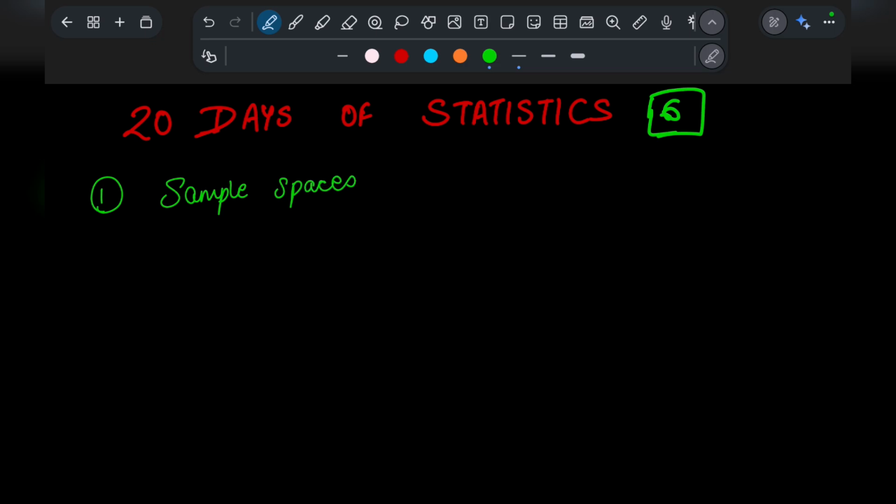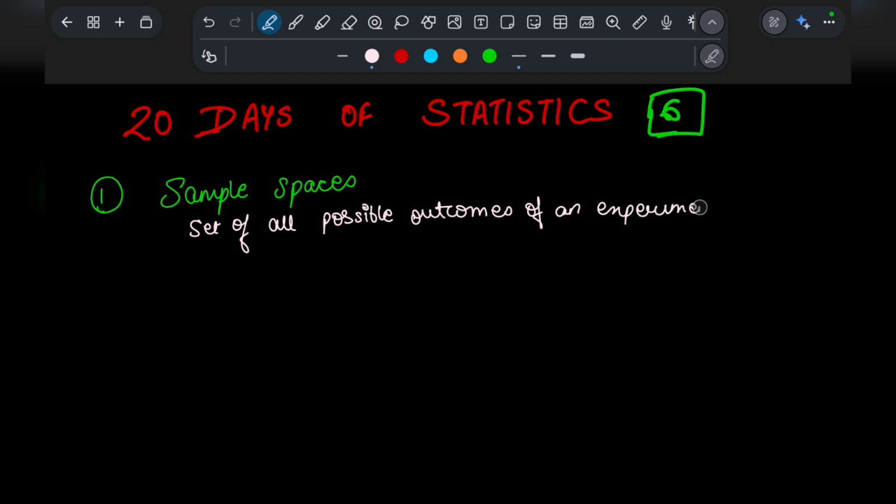Sample spaces are nothing but the set of all possible outcomes of an experiment. Let me give you an example. Suppose you toss a coin. What do you get? You get heads and tails on tossing a coin.